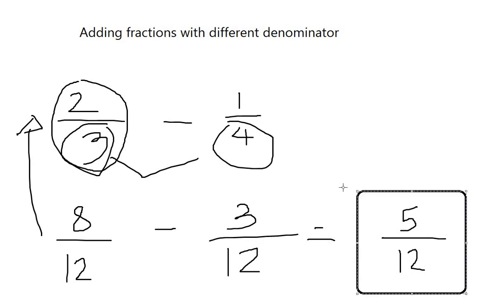So we know that we only have to subtract the numerator when we subtract fractions with the same denominator. Okay, so the process is make sure that the denominator is the same and then subtract the numerator. Oh, sorry, I said adding. It should be subtracting fractions with different denominators. My bad. Sorry about that.